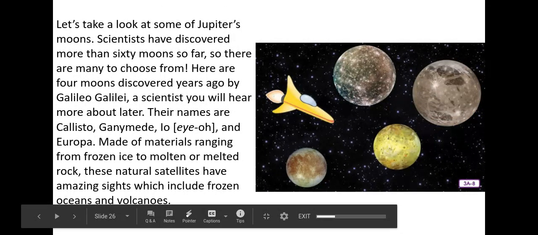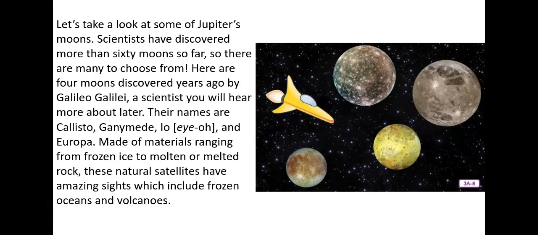Let's take a look at some of Jupiter's moons. Scientists have discovered more than 60 moons so far, so there are many to choose from. Here are 4 moons discovered years ago by Galileo Galilei, a scientist you will hear more about later.